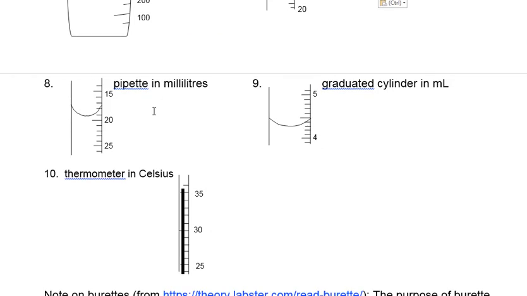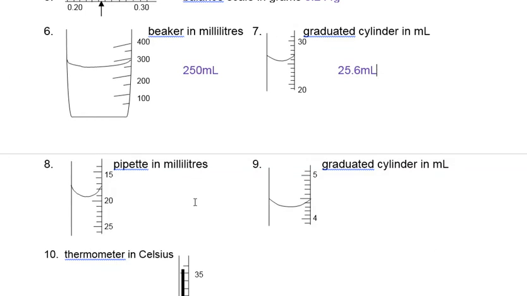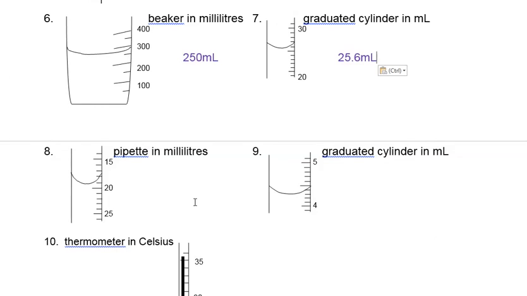A pipette is a really precise thing to measure, so these three actually gradually got more precise. So a beaker is not very precise, a graduated cylinder is more precise, and a pipette tends to be the most precise of these. Although in this particular case, the pipette's looking kind of similar to our graduated cylinder. We're going up by 1s.